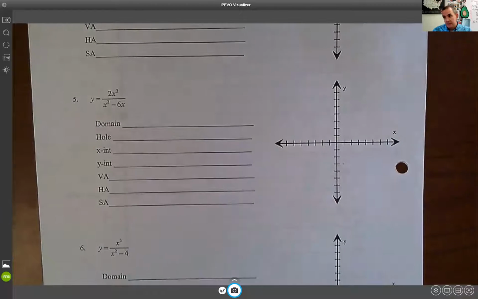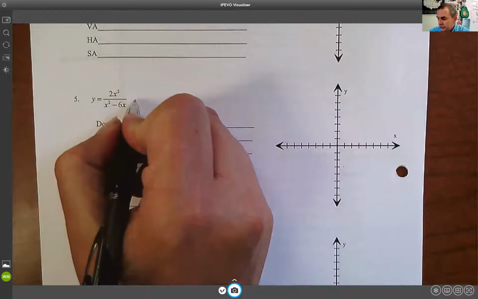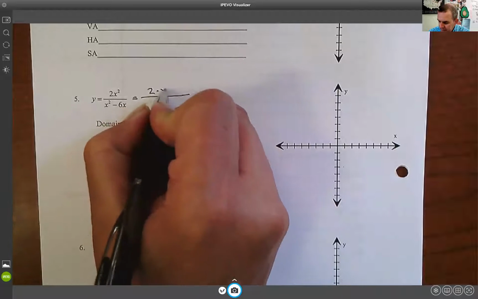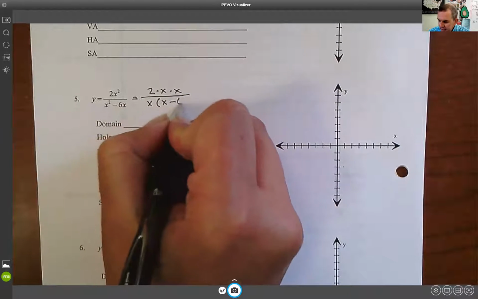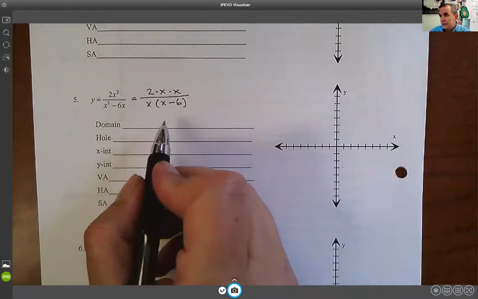So I'm going to do one of the examples from the practice in class. So here's what we got. Number 5, y equals 2x squared over x squared minus 6x. So first thing we're going to do, like we did all last week, is turn this into factored form. So up top, it's going to be 2 times x times x. And down below, it's x times x minus 6. If you're ever unsure, you just go to Desmos, type it in, and figure out where it crosses the x-axis. So there's my factored form.